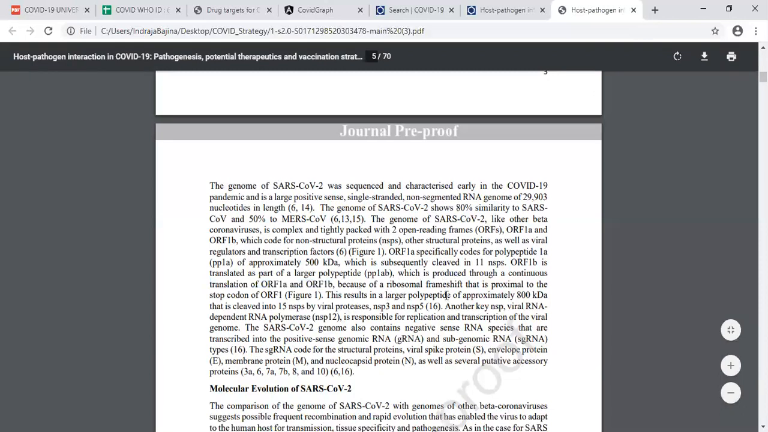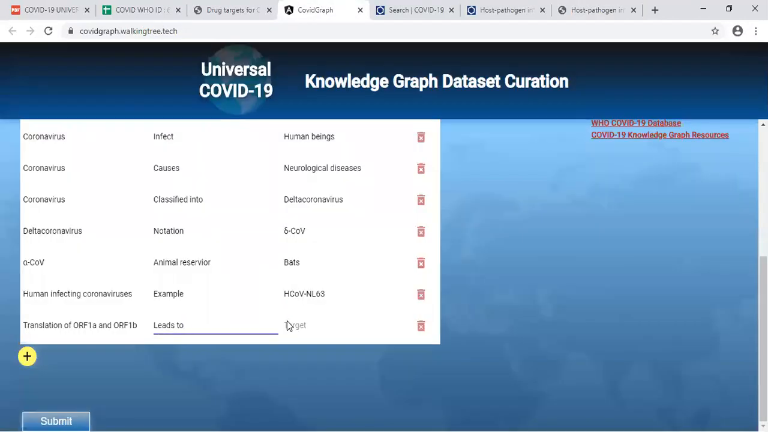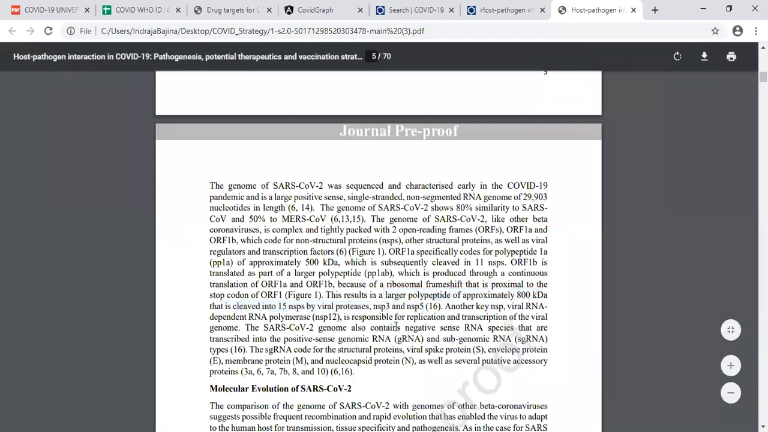So the result is a larger polypeptide of approximately 800 kDa that is cleaved into this and this. So see, this is a complete relationship in itself, as in this is a complete entity in itself, a complete status, as in you have a polypeptide which is described here. So you take up this information and put it here. Good. And because you see this relationship itself, as in the target node, the larger polypeptide of approximately 800 kDa is cleaved into 15 NSPs by viral proteases NSP3 and NSP5. This itself contains references to other entities.